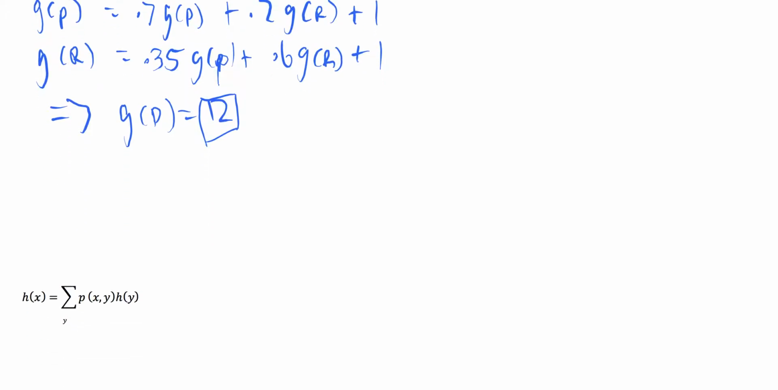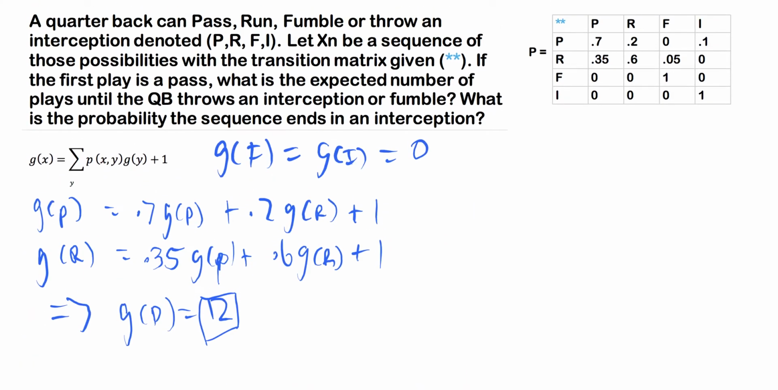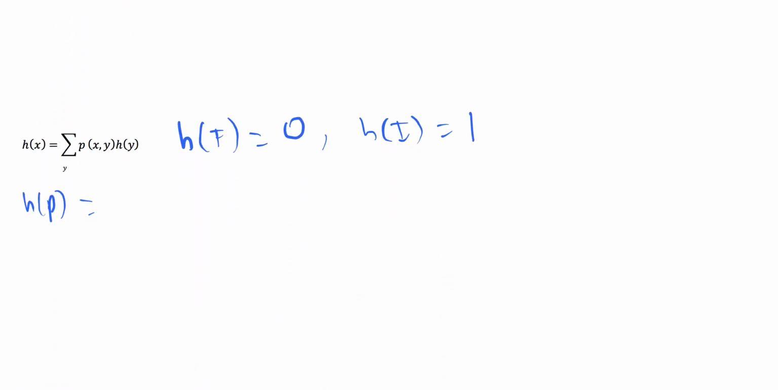So what we want to do here is disregard the sequence ending in a fumble and take into consideration the likelihood that it's going to end in an interception. So we're going to set h of F equal to 0 and h of I equal to 1. And then again, we're going to go along that top row using h of P. I'll just scroll up and show you guys. I'm just going across that top row. h of P equals 0.7 h of P plus 0.2 h of R, plus 0.1 h of I, and since h of F equals 0, I'm going to leave this out.